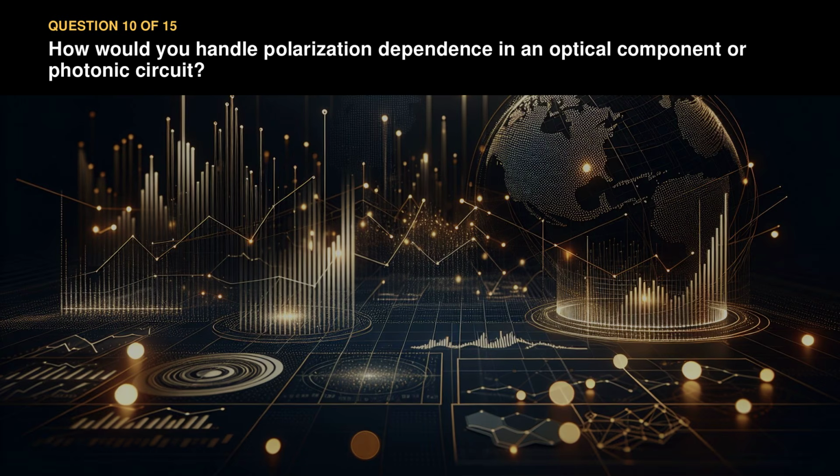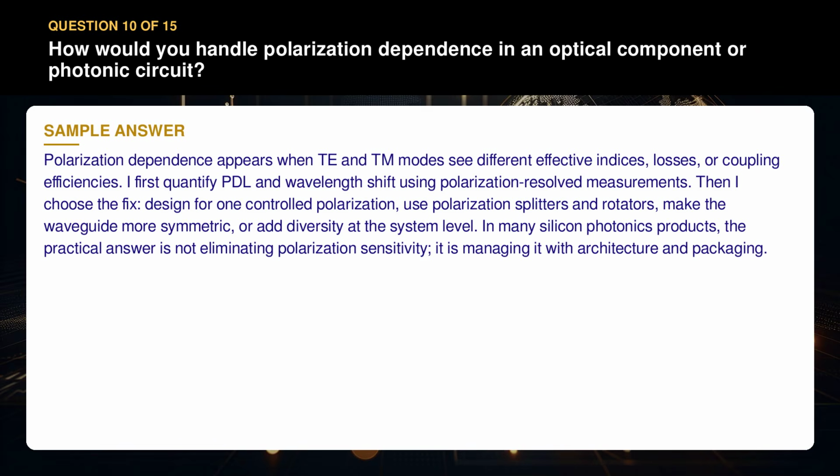Question 10. How would you handle polarization dependence in an optical component or photonic circuit? Polarization dependence appears when TE and TM modes see different effective indices, losses, or coupling efficiencies. I first quantify PDL and wavelength shift using polarization resolved measurements. Then I choose the fix: design for one controlled polarization, use polarization splitters and rotators, make the waveguide more symmetric, or add diversity at the system level.